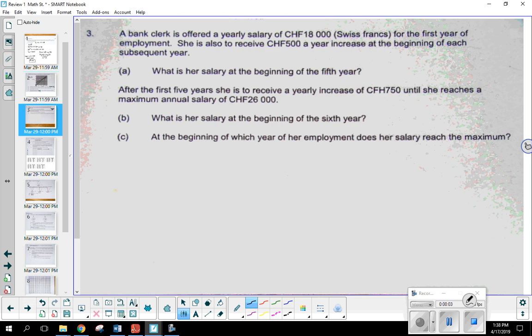Okay, we are on number 3. In fact, I don't think we have too much more left in this review packet. I think we've got a probability problem coming up. Truth tables, do you guys remember those?